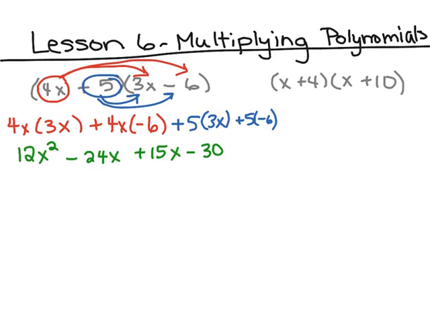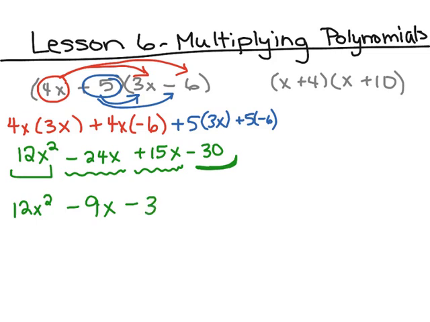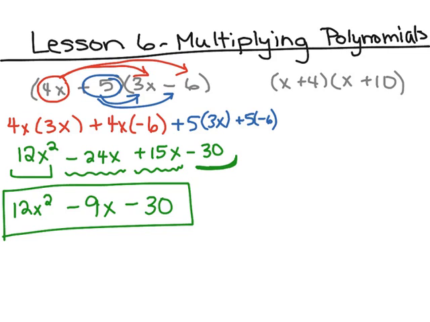Now that you've multiplied everything out, you're going to collect like terms. So you have an x squared, an x, and a number. You're going to collect the things that are the same. The x squareds are by themselves, so we have 12x squared. Negative 24x plus 15x is negative 9x. And lastly, minus 30. So this is your result when you multiply out the polynomial.